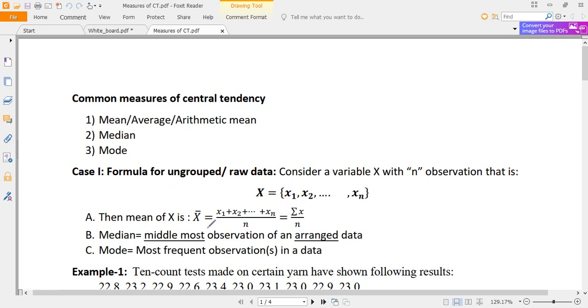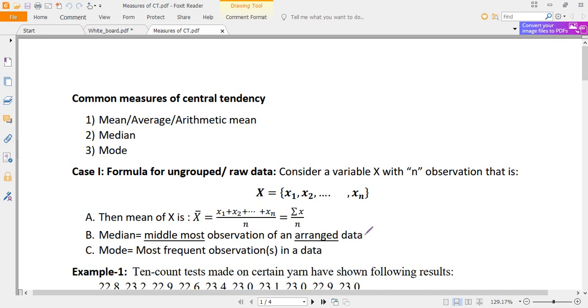And what is median? We know median is the middlemost observation of arranged data. So we have to first arrange the data, then take the middlemost observation. And the mode is just the most frequent observation in a data. If an observation occurs uniquely with the highest frequency, then we take it as the mode.